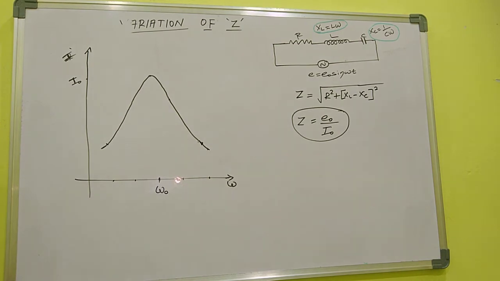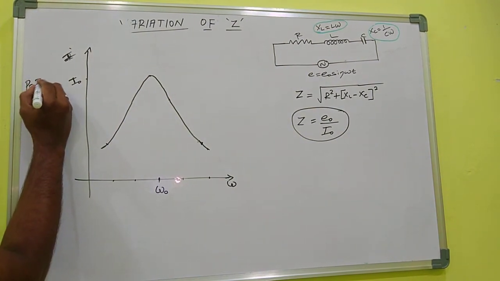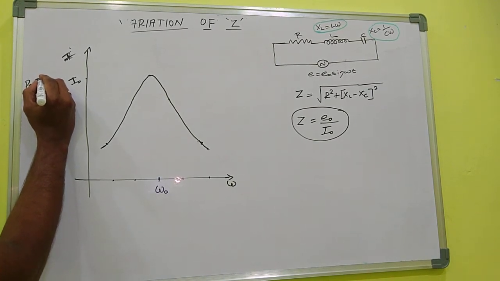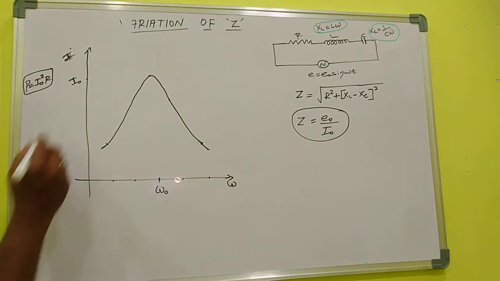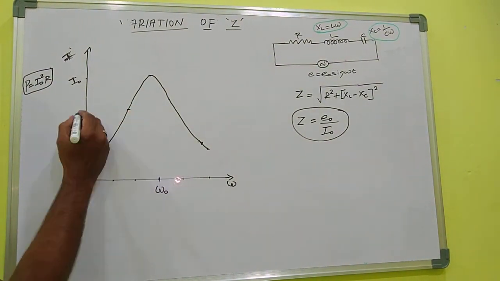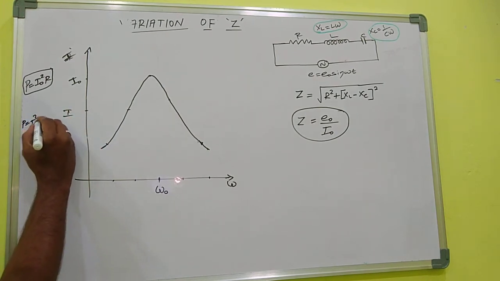Whenever the current is less, the power is also less, because the formula for power, we know very well, is P equal to I square R. P is equal to I naught square R here. Here the current is I, so P equal to I square R. Okay.